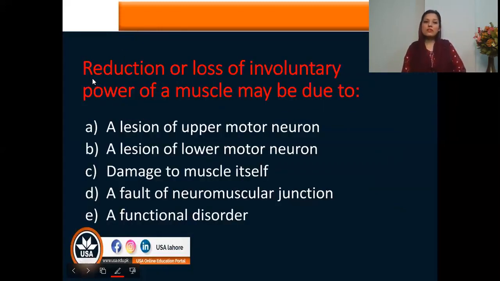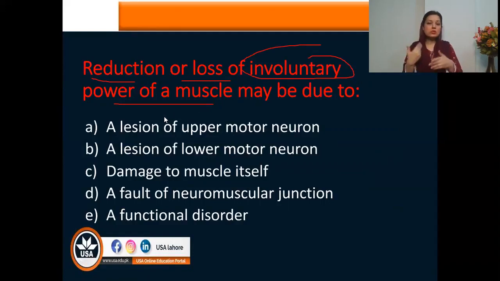So let's suppose there is a reduction or loss of voluntary power of a muscle. It may be due to certain causes. It can be upper motor neuron lesions, due to which there is a reduced or altered nerve response or power response. It may be damage to the muscle itself directly, a fault of the neuromuscular junction, as we have seen in the case of myasthenia gravis, or due to some functional disorders, some psychological issues.